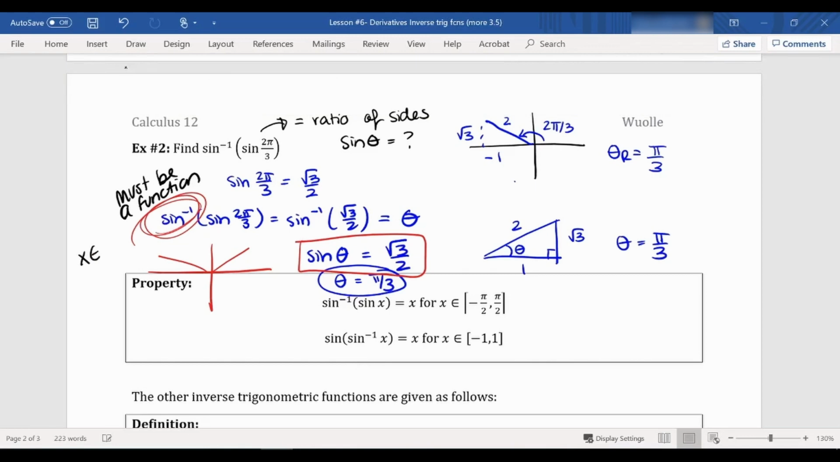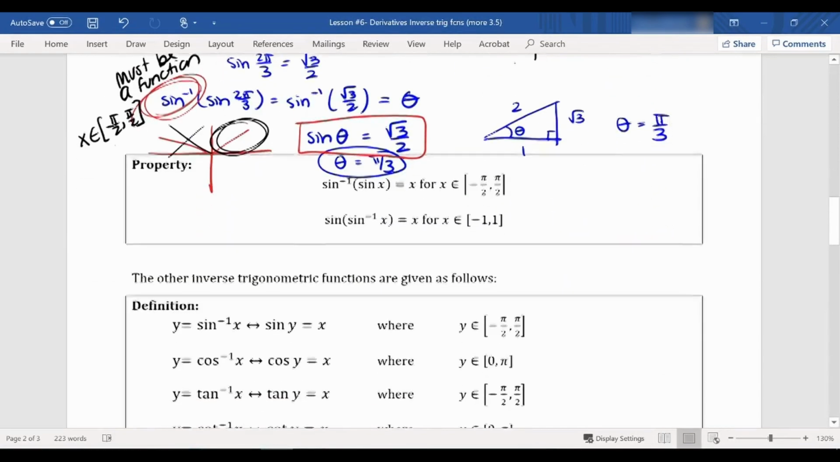Which means that x must be between negative pi over 2 and pi over 2. And that's why I'm only including this part here. I'm not going to include this answer; it's not in my domain for my inverse to be a function. So I can only use this inverse function here of sine of 2 pi over 3 if it's an actual function, which only happens, as we saw on the front page, for this domain, negative pi over 2 to pi over 2. This is why I'm not going to include both sets of answers that I would usually include.